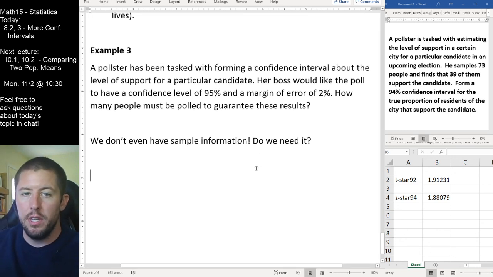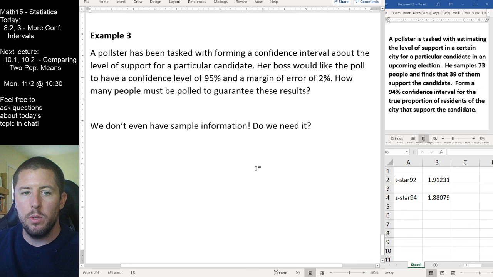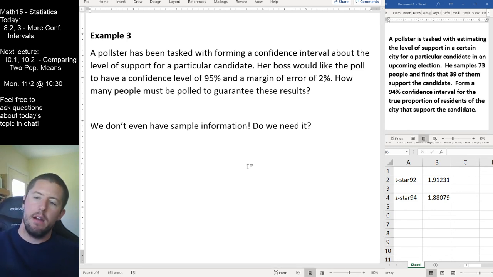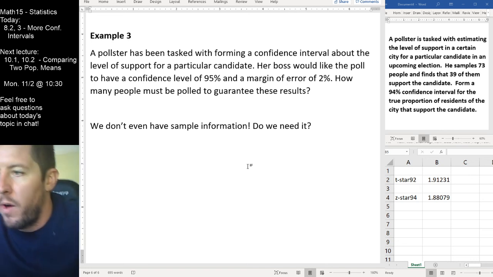So let's talk through this one. This one's going to have a little bit of a weird estimate that we're going to make, but hopefully you're going to completely agree with it and understand why we would make the estimate that we're going to make right here.